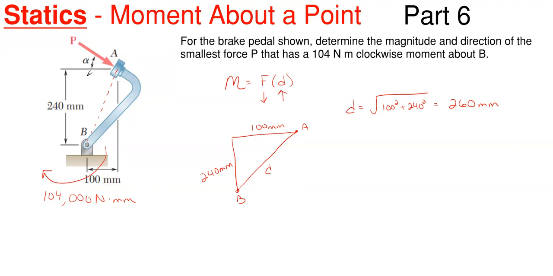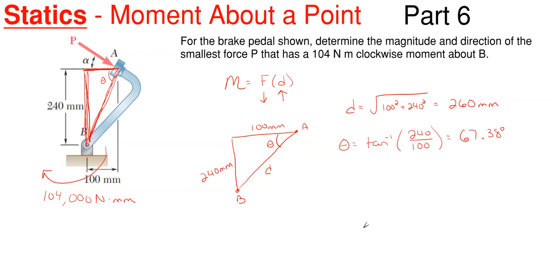Alrighty. We also have to determine the angle alpha. So let's first determine this angle theta right here. If we look at our triangle, we have this horizontal portion, this vertical portion, and the hypotenuse we just determined, and theta is right there. Theta is pretty simple to get using trig. It would be the tangent inverse of 240 millimeters over 100 millimeters, and that gives us an angle of 67.38 degrees.